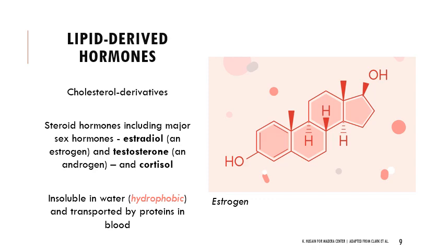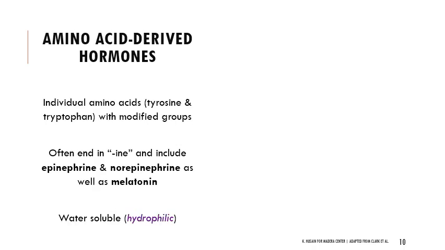So we have lipid-derived hormones, which are hydrophobic, and then we also have amino acid-derived hormones, which are hydrophilic. So these are individual amino acids. Amino acids have a central carbon and a hydrogen. They have an amino group, which is a nitrogen and 2 hydrogens, a carboxylic acid group, which is a hydrogen, 2 oxygens, and a carbon, and then they have an R group. And for every amino acid, there's a different R group. Tyrosine and tryptophan are 2 amino acids, so they have unique R groups.